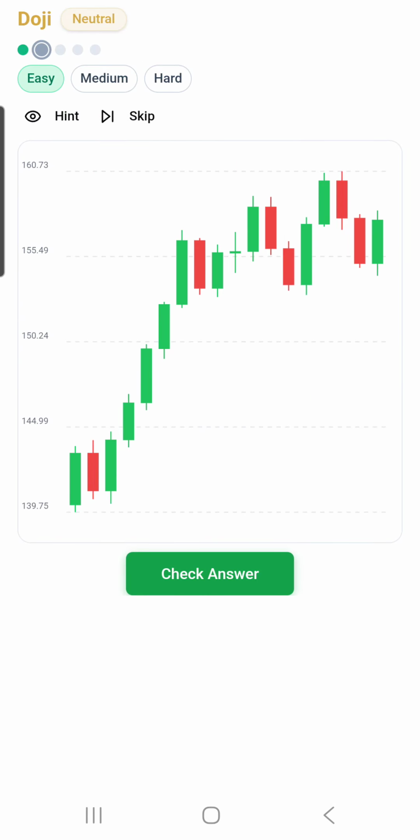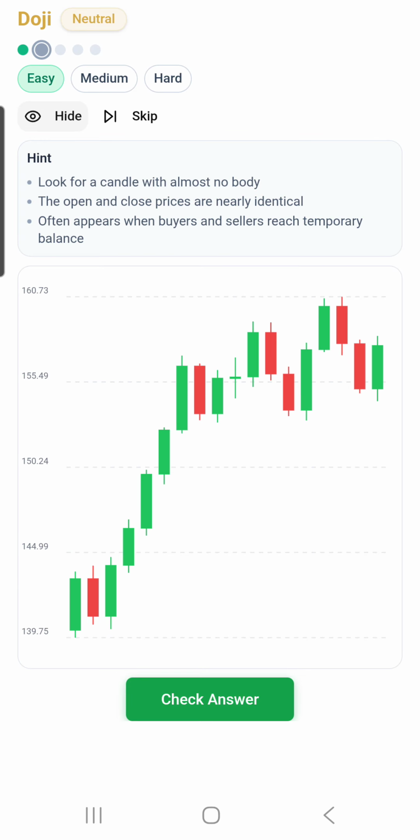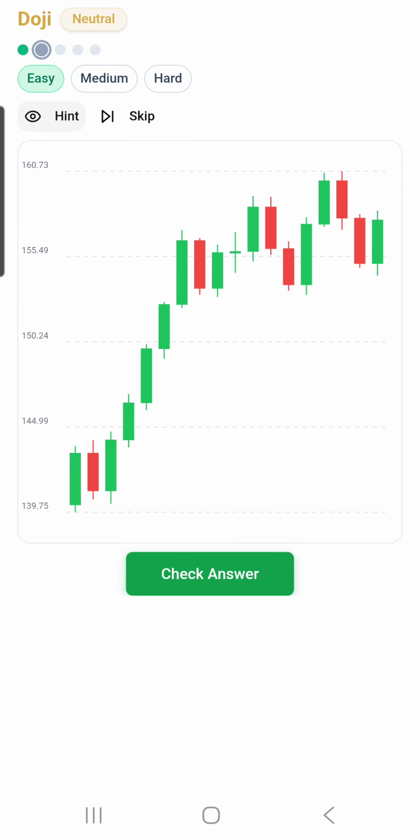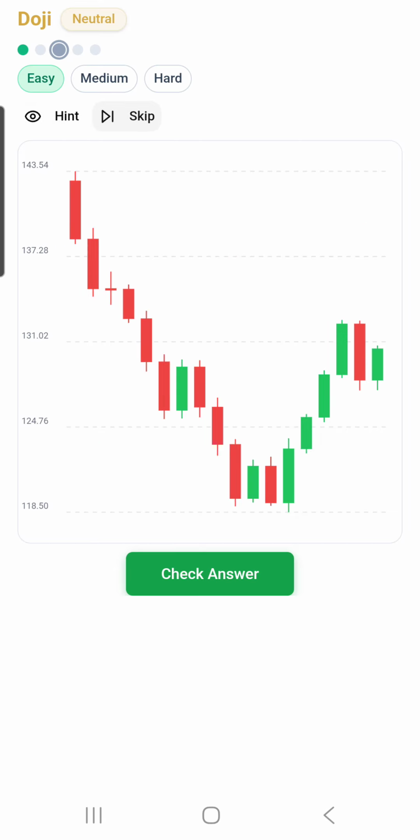You have easy, medium, and hard, and you need to get 4 right to move on to the next one. Medium and hard will be locked if it's your first try. And you have a hint if you get stuck, and if it's a little too hard, you can skip.